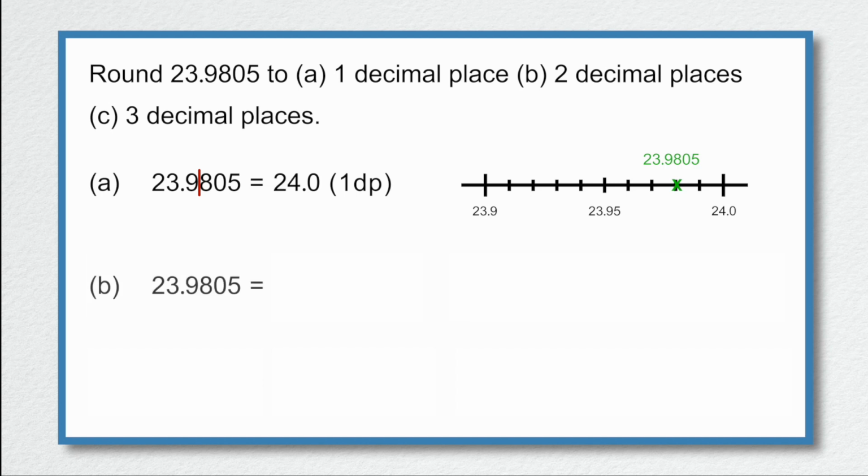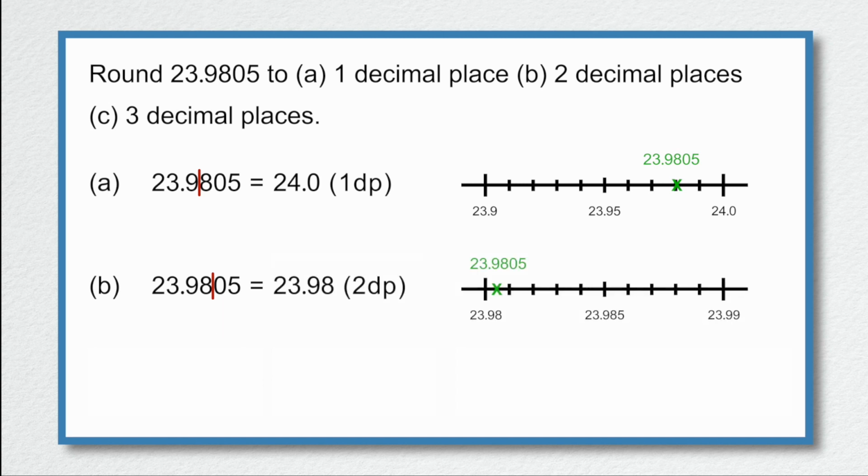Now let's do 23.9805 to 2 decimal places. Here's the cut-off point. Do we keep this 8 the same or do we round it up? And if we look at the first digit after the cut-off point, this is 0. So 0 is 4 or less, so we keep this 8 the same. So the answer is 23.98 to 2 decimal places.